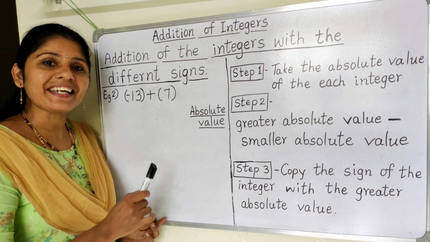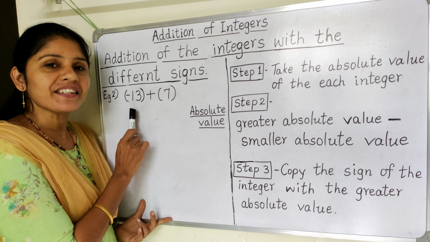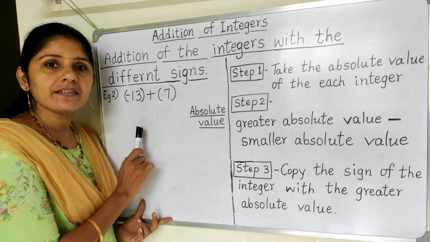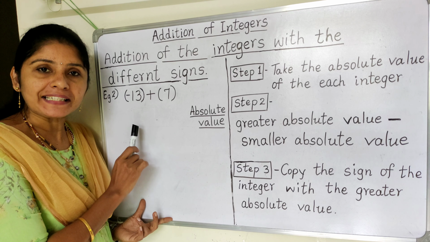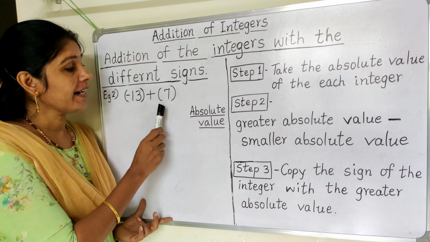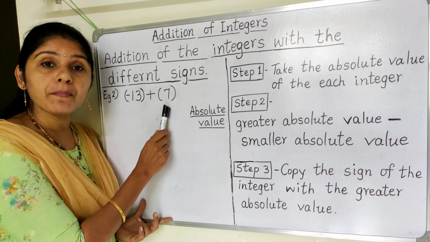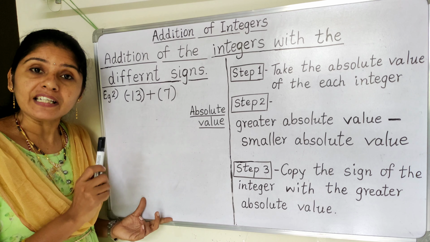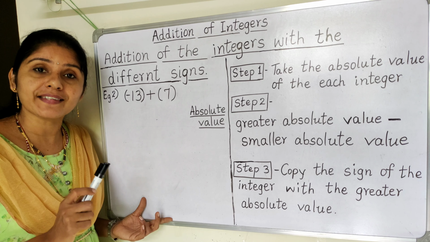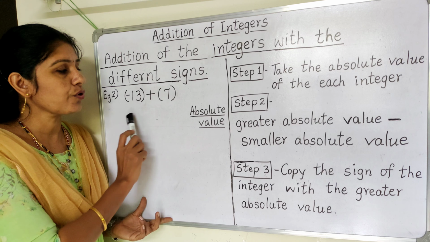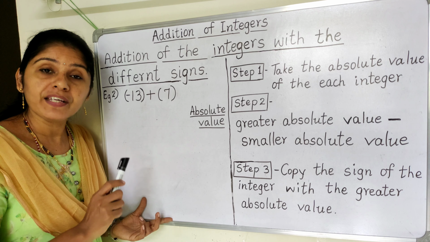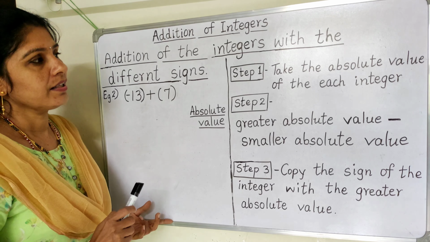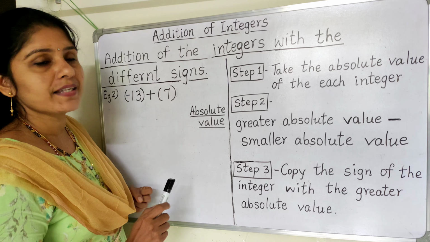Let us see the second example. Minus 13 plus 7. Here the first number, minus 13, is a negative number and the second number, 7, is a positive number. Students, here the given integers have different signs, unlike signs. So we cannot add them. We can subtract. Let us move according to the steps.